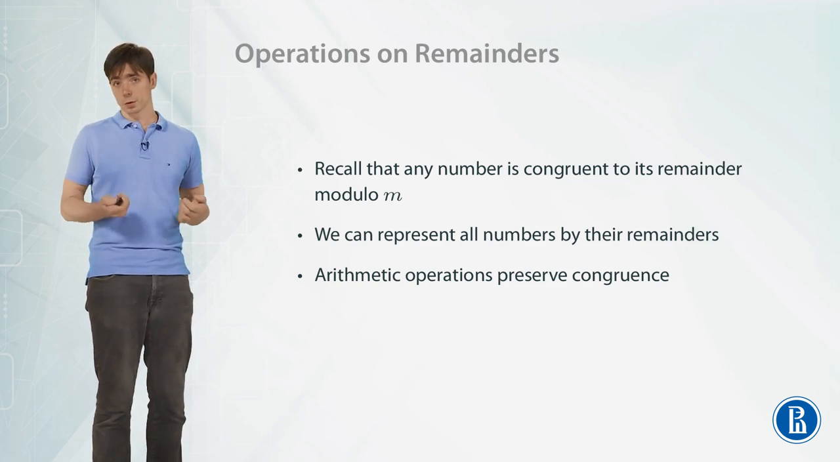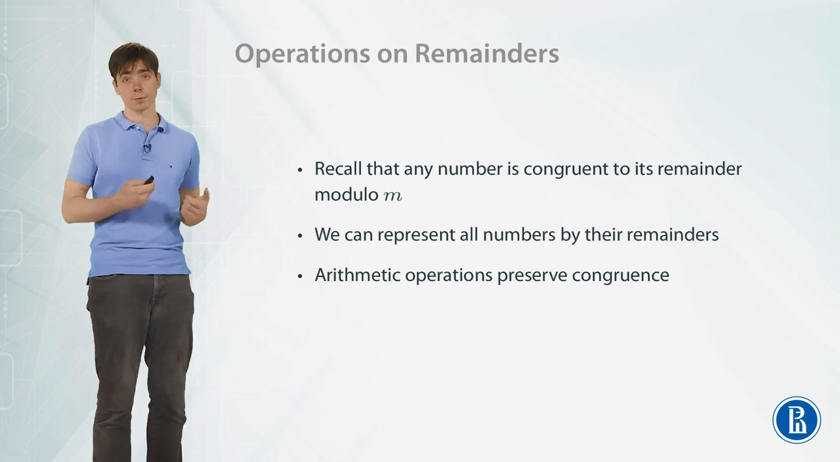So if we would like to apply arithmetic operations to some numbers, and we would like to do it modulo some m, then we can apply the operations to numbers that are congruent to the original numbers. So, for example, instead of applying operations to original numbers, we can apply them directly to remainders of the original numbers. And the remainder of the result of the operation depends only on the remainders of the original numbers to which we apply our operations.